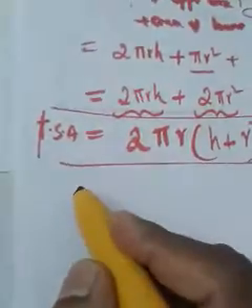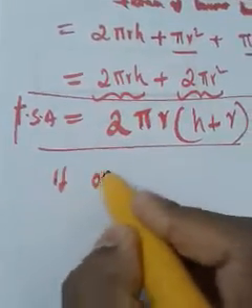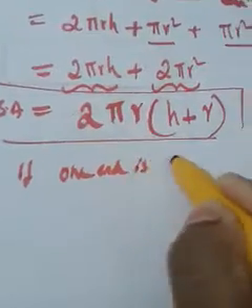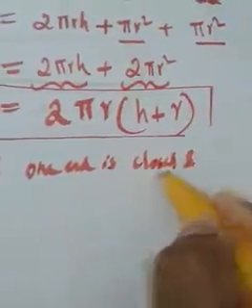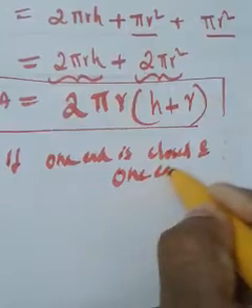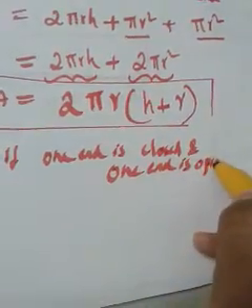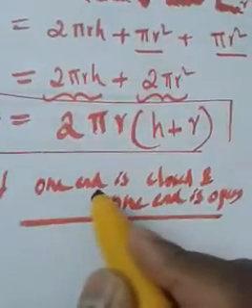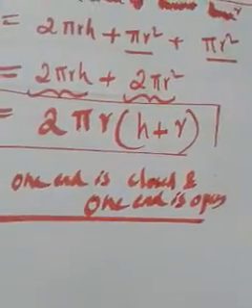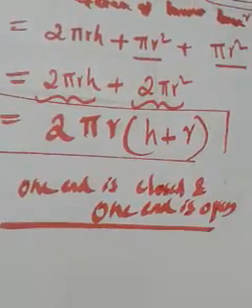And there is a special case, so you can write that if one end is closed and one end is open. Consider a cylinder with one end closed and one end open. Do you want to see an example? I will show you.